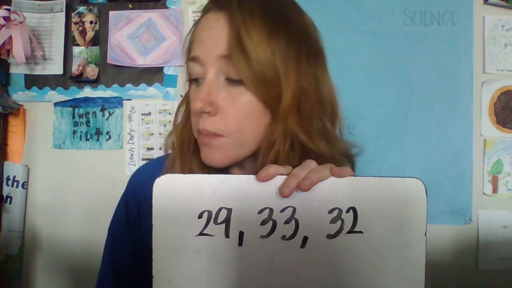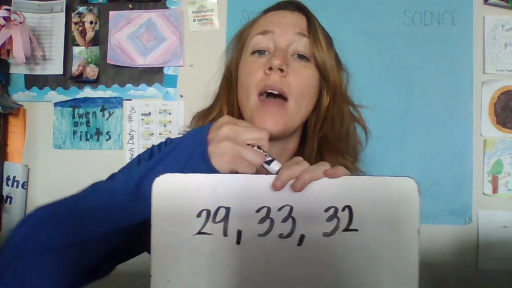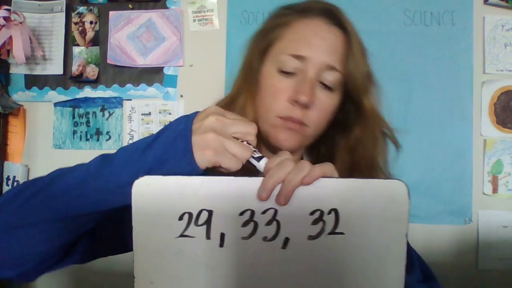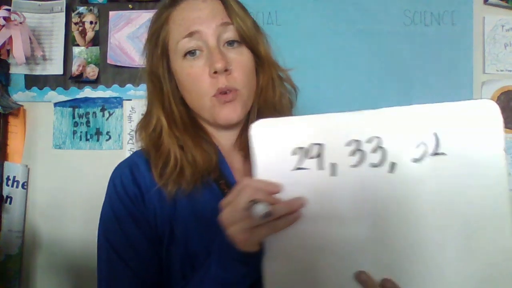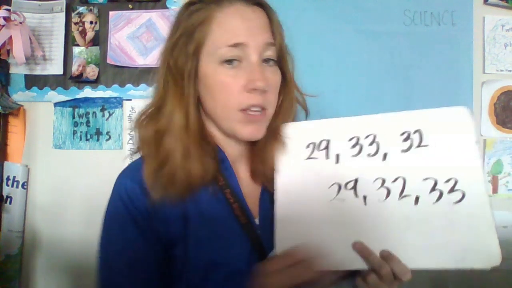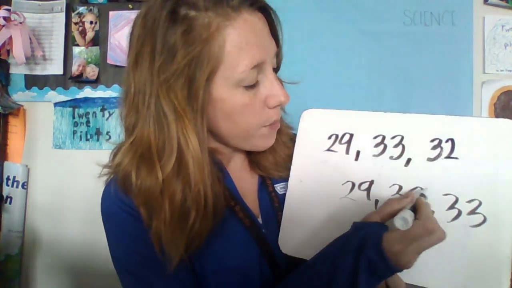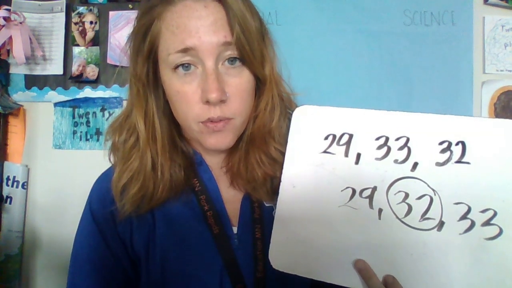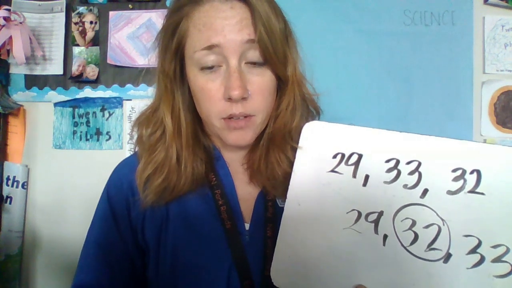I'll give you an example. So on here I have my siblings' ages, right? So I have 29, I have 33, and I have 32. Obviously, they aren't in order from least to greatest. What you have to do with median is you always have to put them in order from least to greatest. So my least is 29, then it's 32, then it's 33. So my median number here would be 32, because 32 is in the middle.